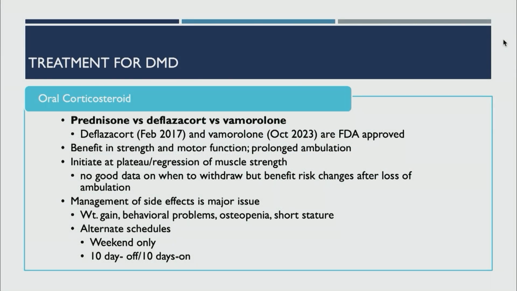So I did want to just review some of the basics. Oral corticosteroid has been the mainstay of treatment for a couple of decades. And now at this point we have multiple choices of what sort of steroid we could think about. Deflazacort was approved by the FDA for the indication of Duchenne muscular dystrophy in 2017. Vamorolone was approved by the FDA just a few weeks ago.